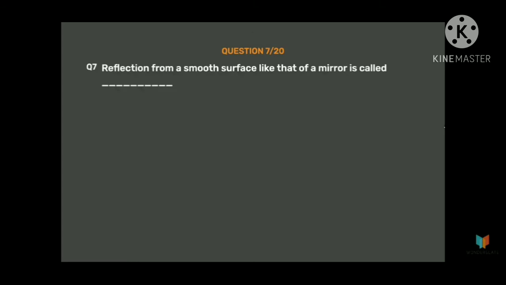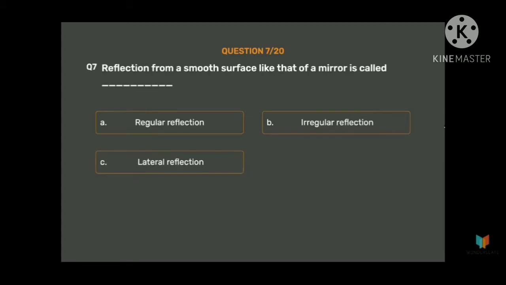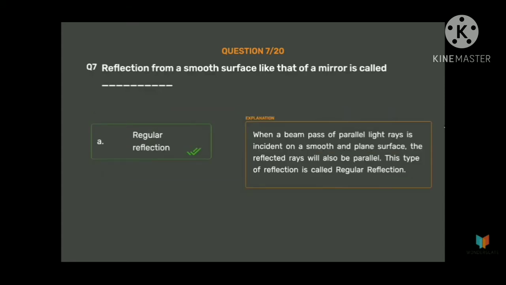Question number 7. Reflection from a smooth surface like that of a mirror is called underscore. Option A, regular reflection. Option B, irregular reflection. Option C, lateral reflection. Option D, none of these. The correct answer is option A, regular reflection. When a beam of parallel light rays is incident on a smooth and plane surface, the reflected rays will also be parallel. This type of reflection is called regular reflection.